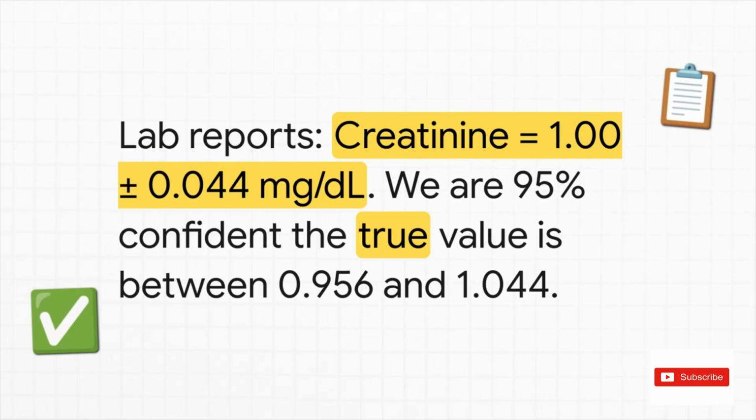This is the final, complete result. The lab reports: Creatinine is 1.00 plus or minus 0.044 milligrams per deciliter. What this tells a doctor is that they can be 95% confident that the patient's true creatinine value is somewhere between 0.956 and 1.044. Now that's useful information.